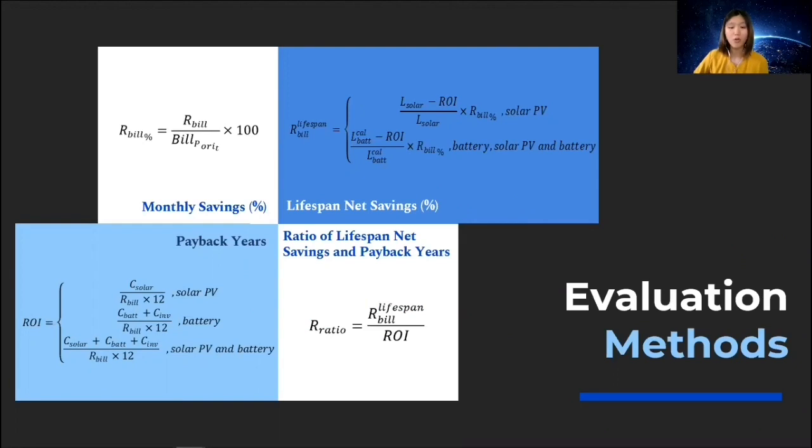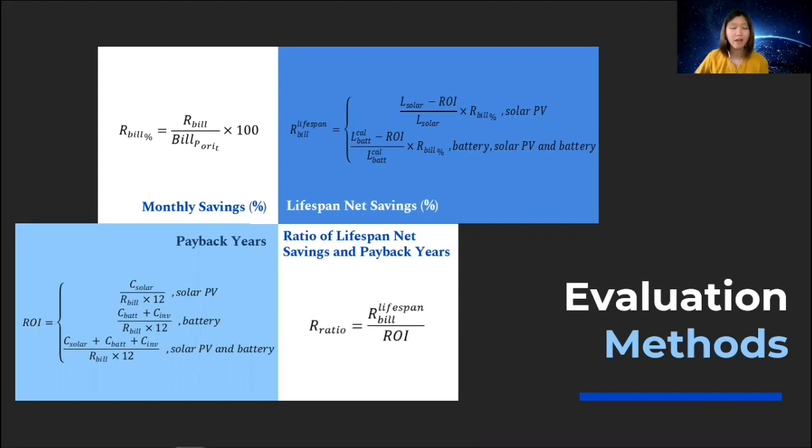where monthly bill savings in percentage is the ratio of bill savings and original bill. Payback years is the number of years it takes for savings to accumulate to cover the initial investment cost. Lifespan net savings is the net bill savings after accounting for years taken to achieve payback years.